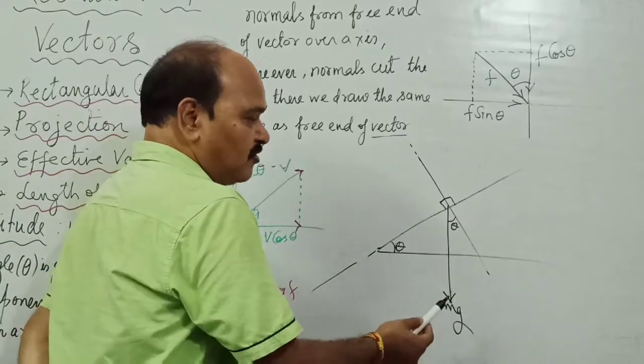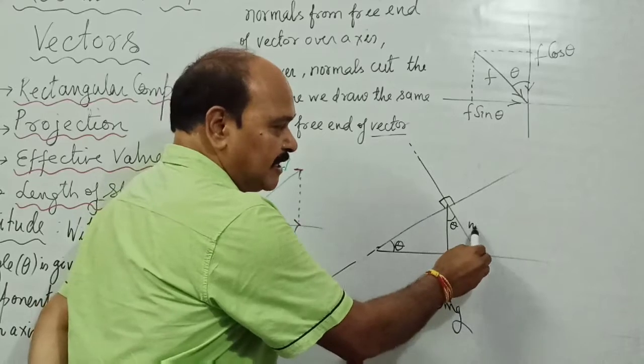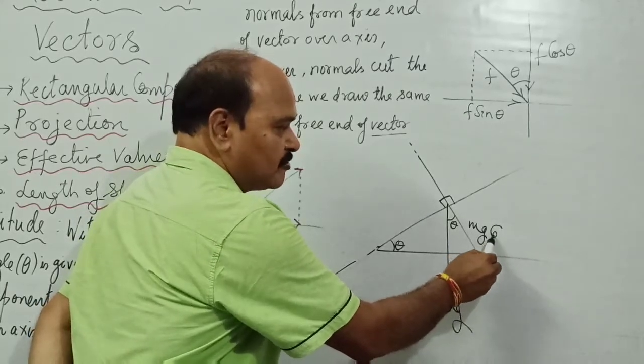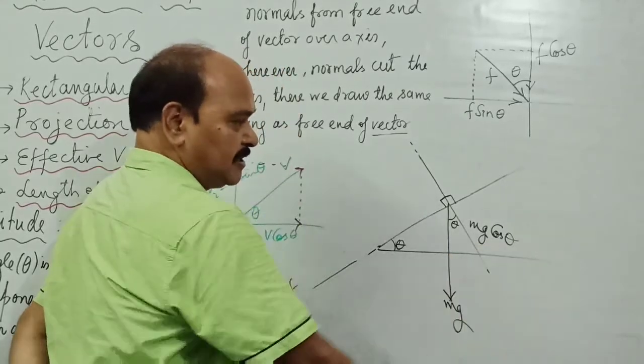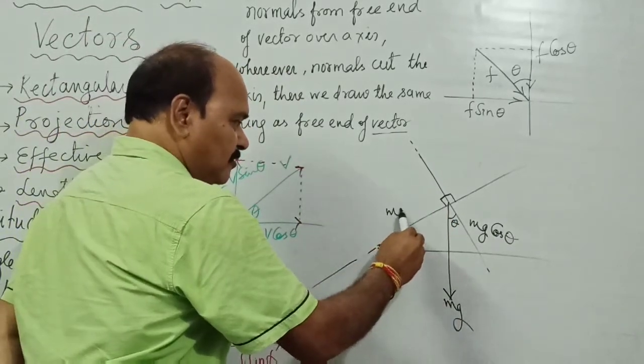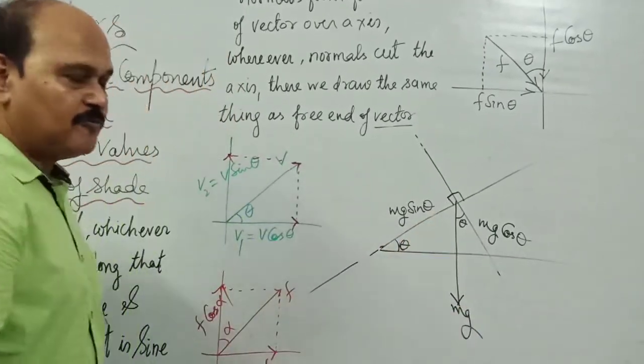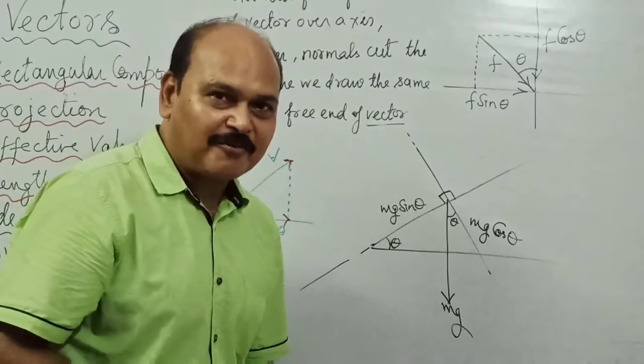Therefore its two components are going to be what? With whichever axis angle theta is given, along that axis the component is going to be what? Cosine component, that is mg cos theta. And along the other axis the component is going to be what? Sine component. So what are the values of the two components we have found out?